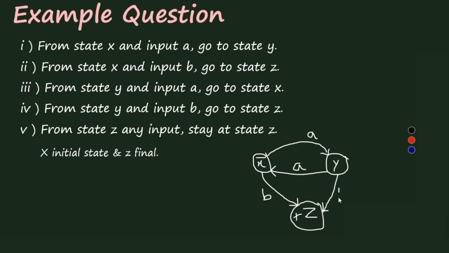And the last point is from Z, any input stays at Z. It means a loop here for B and a loop for A. Any input stays at Z. We can also write one loop labeled A, B. This is our first example question. Let's move on to other example questions.